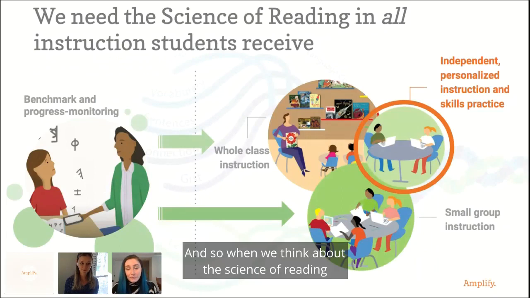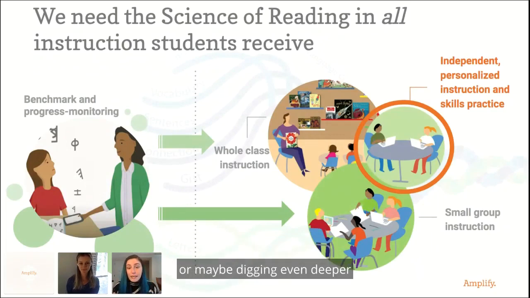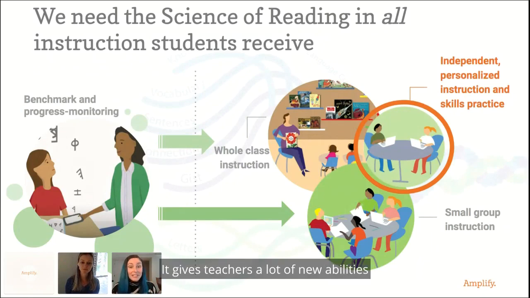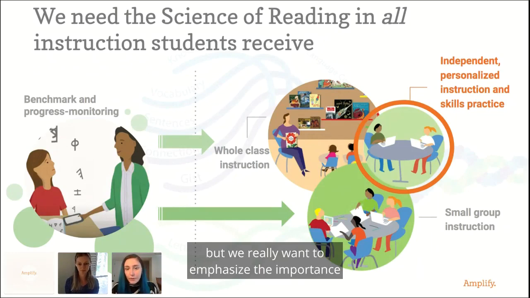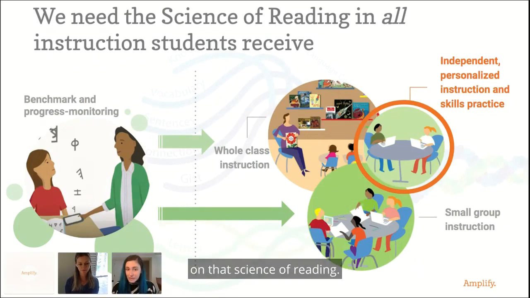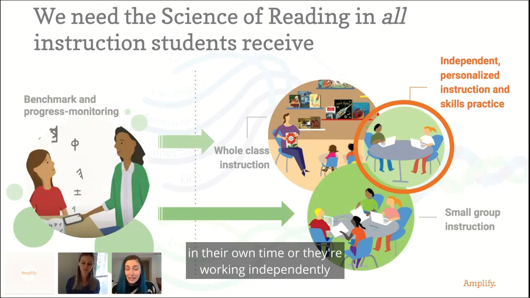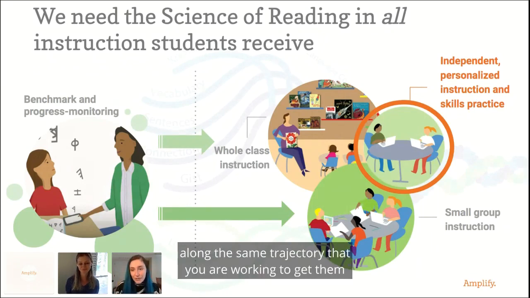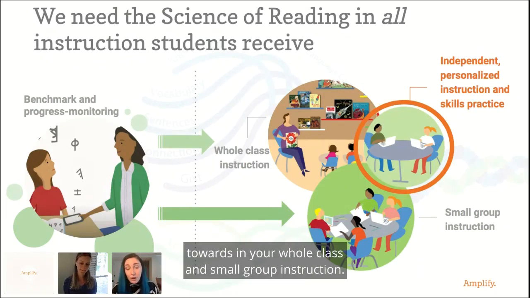And so when we think about the science of reading, we've heard a lot of districts are either leaning into this idea for the first time or digging even deeper because they understand the importance and the nuances of it. We typically think about whole class instruction in our core curriculum, which is great. It gives teachers a lot of new abilities and training on the science of reading. But we really want to emphasize the importance of all instruction that students receive being based on that science of reading. Especially when students are working in their own time or independently, we really want to make sure that instruction is pushing them along the same trajectory that you are working to get them towards in your whole class and small group instruction.